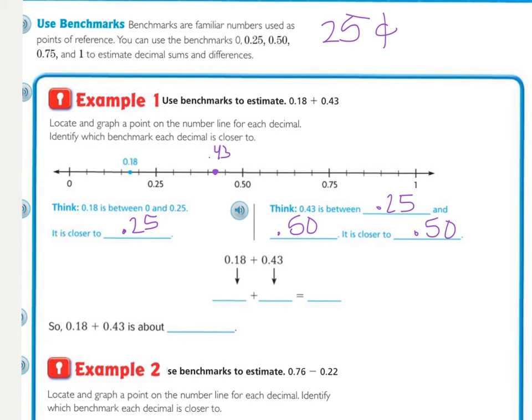So now we're going to take our benchmarks that we've located and we're going to write them down. 18 hundredths was closer to 25 hundredths, while 43 hundredths was closer to 50 hundredths. Adding those together, that is 75 hundredths. So 18 hundredths plus 43 hundredths is about 75 hundredths. Again, I think benchmark numbers, I think of 25 cents and adding quarters.